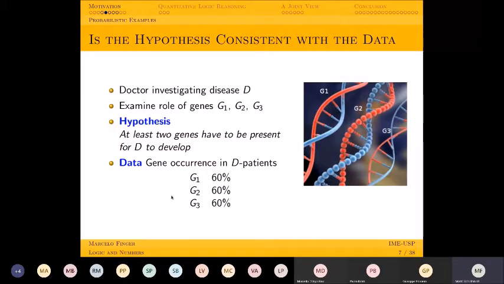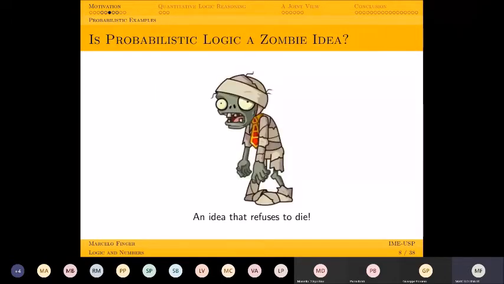Well, let's change subject completely. Let me tell you about this idea. This probabilistic logic is a zombie idea. Well, this is a hypothesis.